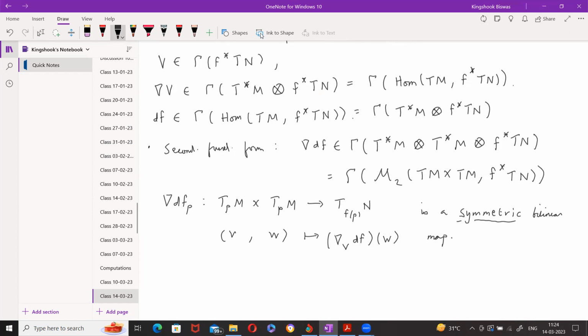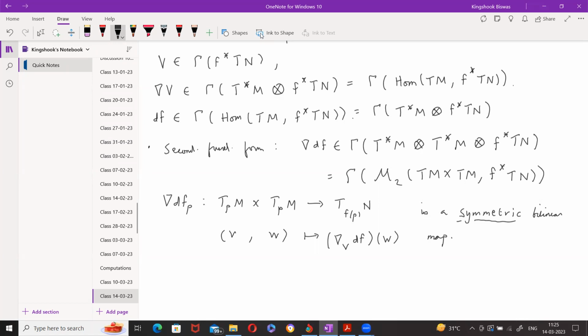I should make a remark here, and this will be important for a computation we're going to do soon, that only the second derivative is symmetric. That means this nabla df plays the role of the second derivative of f, right? Now, nabla df is a section of a certain bundle, so I can apply nabla again to it. So I'll get nabla squared df. That will be the third derivative of f, a section of the bundle of trilinear maps from Tm cross Tm cross Tm to f star Tn, right?